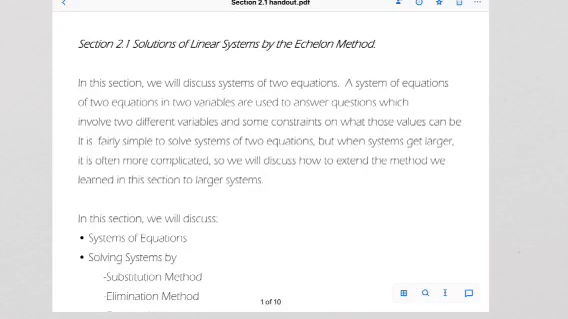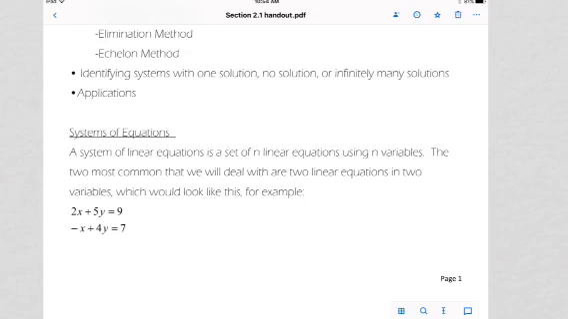I want to also say that we have seen this before when we did supply and demand back in section 1.2 when we learned equations of lines. We solved systems of equations by graphing and by elimination. So here we'll discuss it a little bit more formally. In this section, we'll discuss solving systems of equations just by substitution and elimination. We'll skip the echelon method.